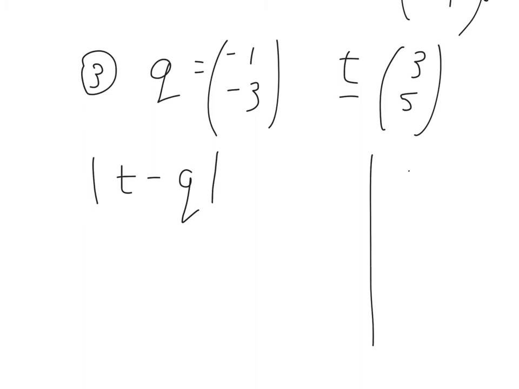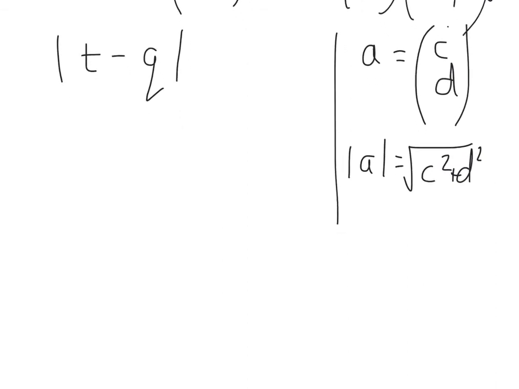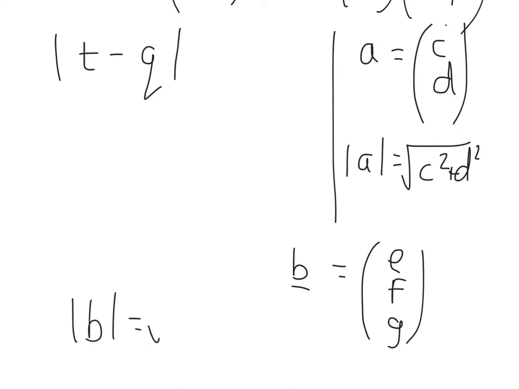For example, in 2D, if you've got a vector A which has got components C, D, then the magnitude of A is just equal to the square root of C squared plus D squared. We can extend that on to 3 dimensions. So if there's a vector B which has got components E, F, G, then the magnitude of B will just be the square root of E squared plus F squared plus G squared.